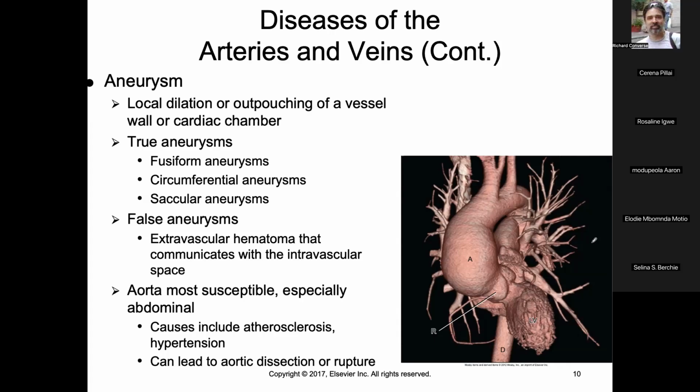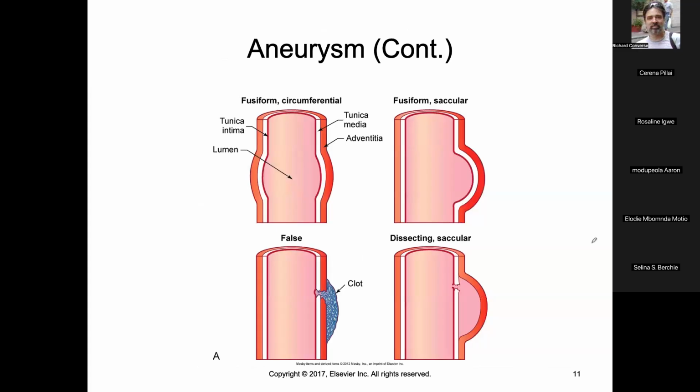Okay, when we say aortic dissection, we mean that it develops openings. Okay. All right, so you can see what they look like here, right? A fusiform circumferential aneurysm, okay, a fusiform saccular aneurysm, a dissecting saccular aneurysm. Notice the opening, okay, and then a false aneurysm, right, where the clot is invading the wall and weakening it, okay.